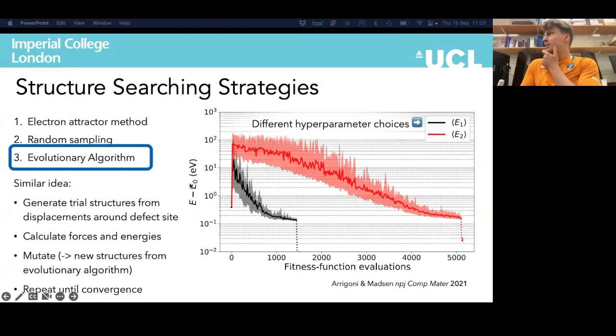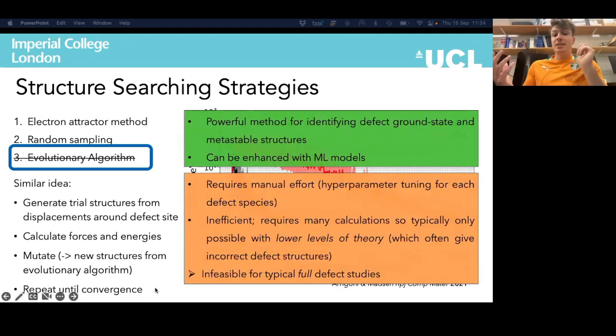Okay. Lastly, one other approach to mention is the evolutionary algorithm approach, which was recently proposed by Arrigoni and Madsen, which is conceptually somewhat similar to the random sampling approach. Here you generate a range of trial structures from atomic displacements around the defect site. You calculate their forces and energies, and then use this data to mutate into new structures via an evolutionary algorithm, before you repeat this until convergence, until you find what you think is the lowest energy structure. While again, this can be a powerful method for identifying ground state and metastable defect structures, and can also be enhanced with machine learning models, it again requires a lot of manual effort and hyperparameter tuning for each defect species, and is somewhat inefficient, making it infeasible for our typical full defect studies.